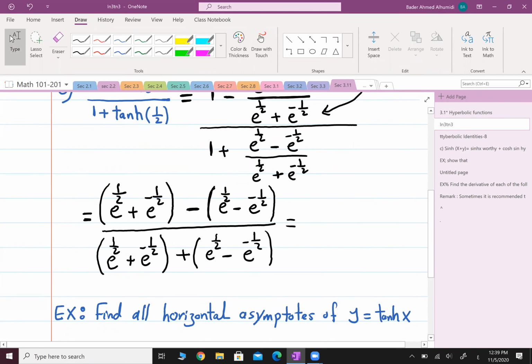Now what is the final answer after simplification? Cancel the common things for me. I have E to the power 1 half minus E to the power 1 half, goodbye. I have E to the power minus 1 half minus, it gives me 2 E to the power minus 1 half. You agree with this? In the numerator, this is what we have. Well, what about the denominator? E to the power minus 1 half will disappear and we have twice E to the power 1 half. Very good.